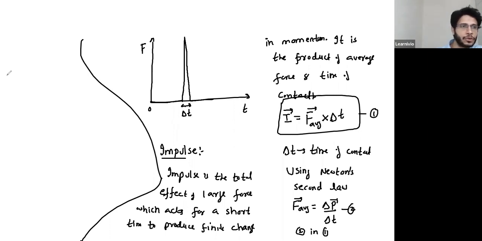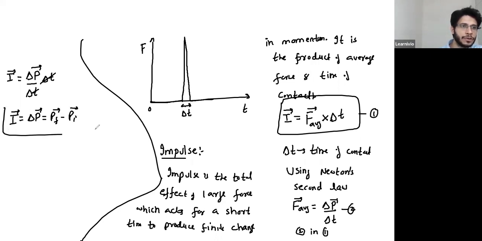So if I substitute 2 in 1, then your impulse comes out to be average force, which is change in momentum over time, multiplied by time interval, which gets cancelled out. So impulse comes out to be change in momentum. Your change in momentum is final momentum minus initial. This is your impulse, which is equal to change in momentum.